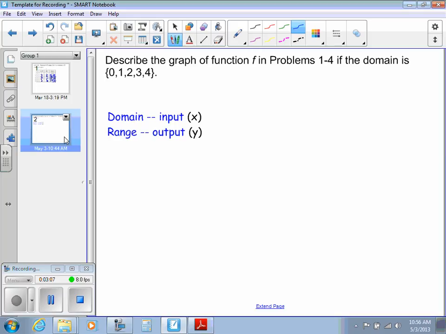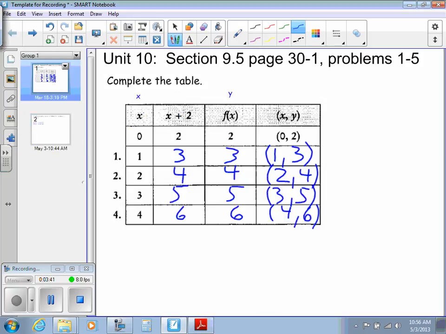So how can we remember this? Well, the domain is our limitation. It's what we start with. And range is the range of answers that we get. So they want us to describe what the graph of this function looks like if the domain, meaning our input, is 0, 1, 2, 3, 4. Well, the graph of the function would be the graph of these points right here.